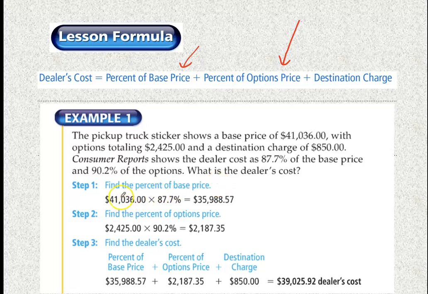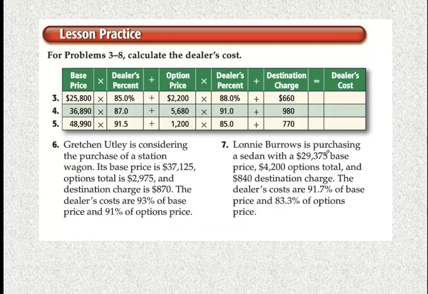So you can see here, what did they do to find the percent? They multiplied, wrote it down, added. Here is the dealer's price, and then you can see here's the sticker price. So let's do some of that together. The book has a nice example with this chart.